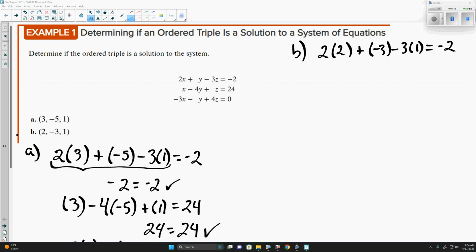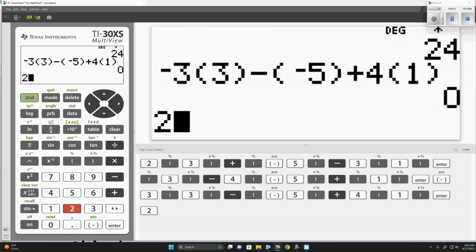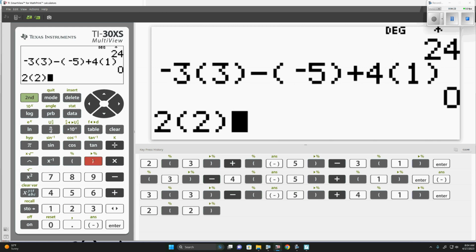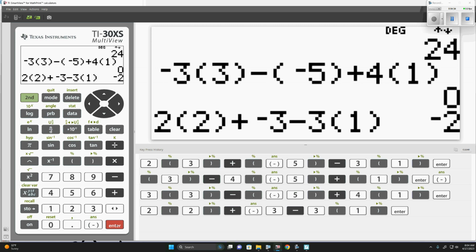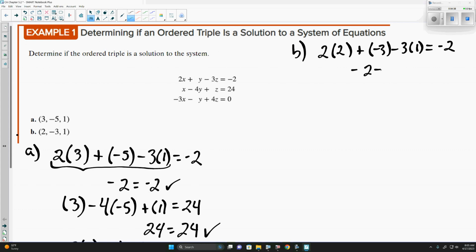We can pull the calculator back up and say 2 times 2 plus negative 3 minus 3 times 1. And we get negative 2. So negative 2 is equal to negative 2. Okay, so it works for the first one.